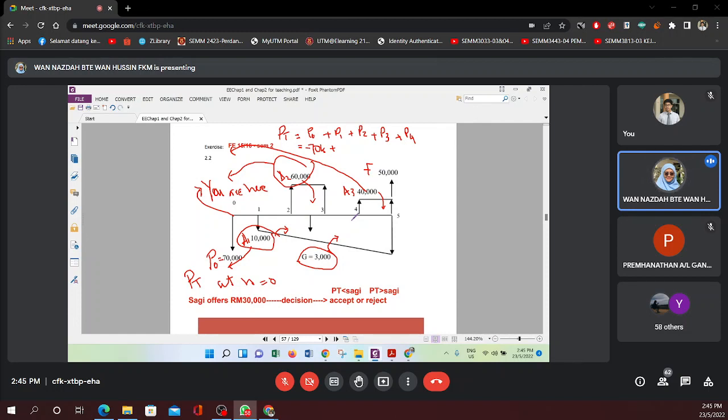Alright, so for P1, the P1 is unknown. You want to determine the value of P1, but you know the value of A1 and G. So which pair of formula do you need to use this time? For A or for B, Doctor? It's either A or B. For A. Yes, for A. So can you substitute that into the formula and share your answer?